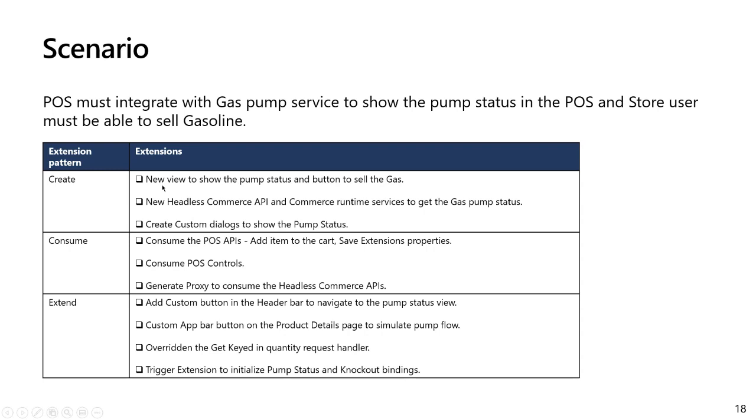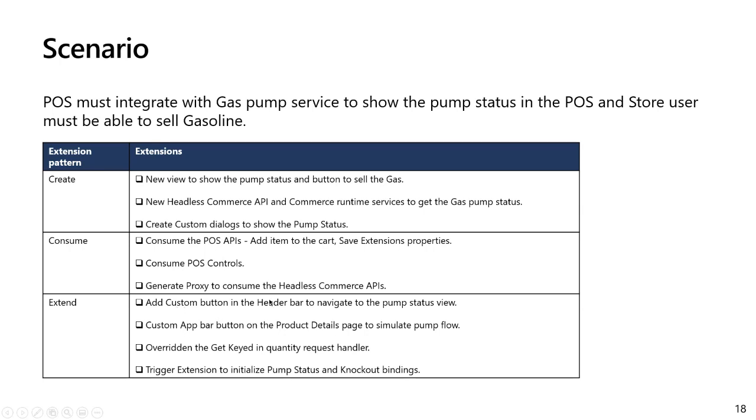We'll show you how to create a new view. We'll also show you how to create a CRT headless commerce API and the commerce runtime business logic to get the pump status. We'll also show you how to create custom dialogues in the deep dive. Then in consume, we'll show you how to consume the APIs, how to consume the controls, and how to generate proxies for the new APIs. Then in extend, we'll modify the existing view to add a custom button, a custom app bar, and a custom button in the header bar.